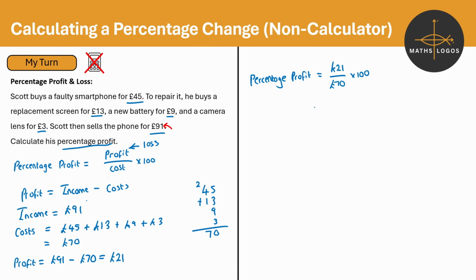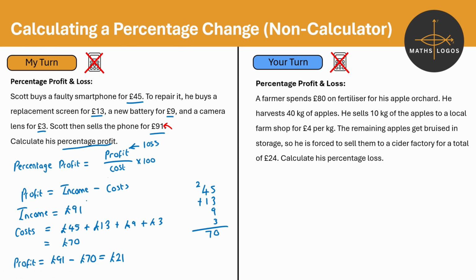But we want to go ahead and simplify this fraction where we can. 21 and 70 are both divisible by 7. 21 divided by 7 is 3. 70 divided by 7 is 10. So that gives me 3/10. As a decimal, that's 0.3. Multiply that by 100. And that gives me this answer of 30% profit. In other words, the £21 of profit is 30% of the cost. Pause the video and give this question a go.